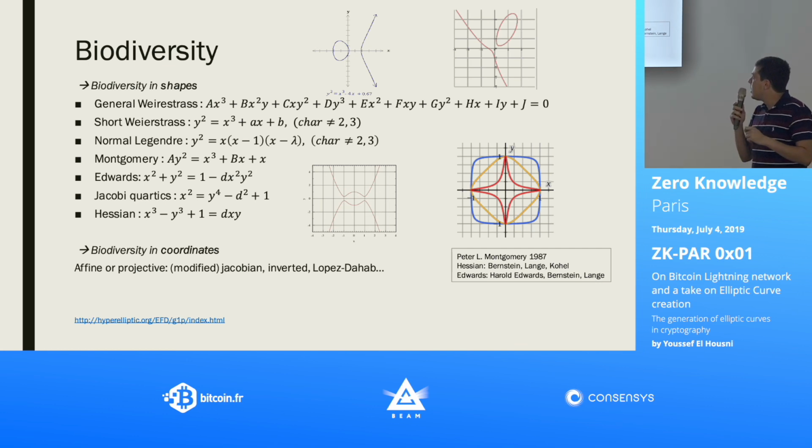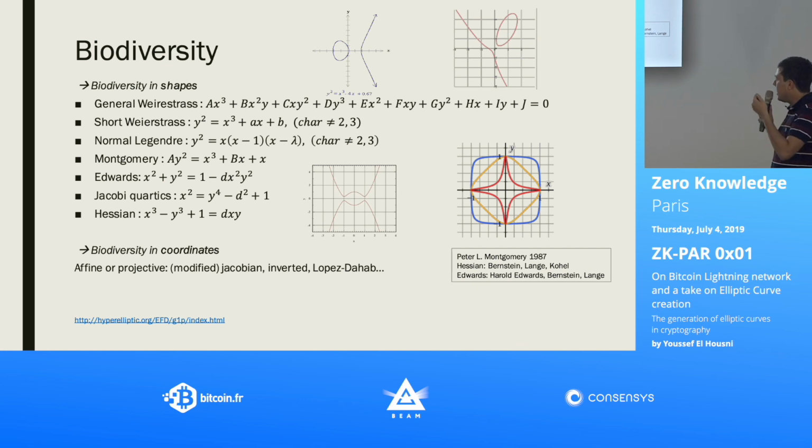So we presented first the short Weierstrass form because we can prove that every elliptic curve is isomorphic to the short Weierstrass form if we are working in a field that has characteristic different than 2 or 3. But the idea is you can always reduce an elliptic curve to short Weierstrass. But then you have also different shapes. So you have, for example, the normal Legendre. You have Montgomery, Edwards, Jacobi quartic, Jacobi intersections, Hessian, and Icart's Kohel. Well, it depends on the purpose you want to achieve.